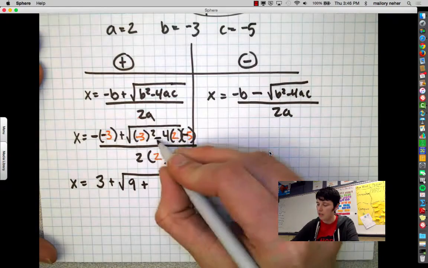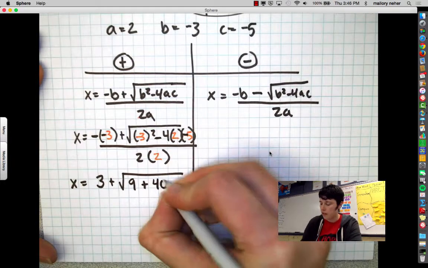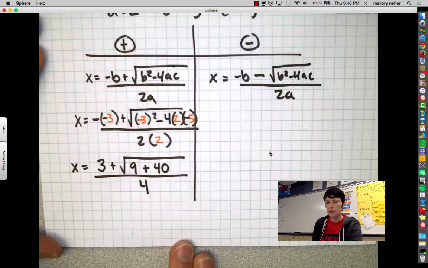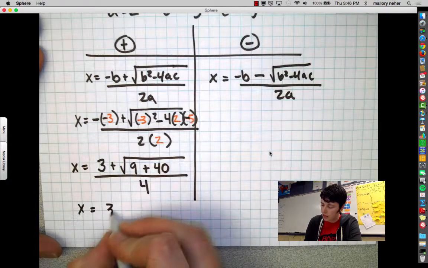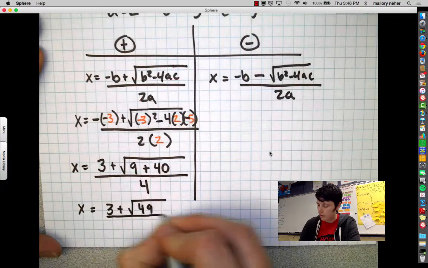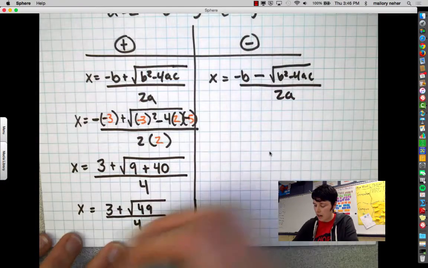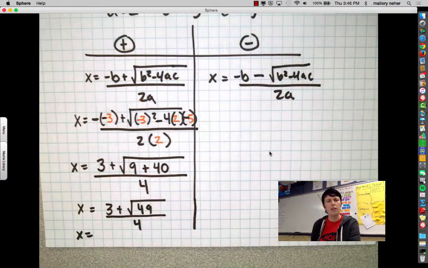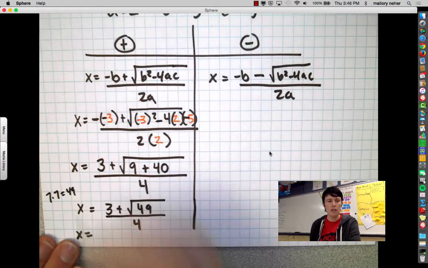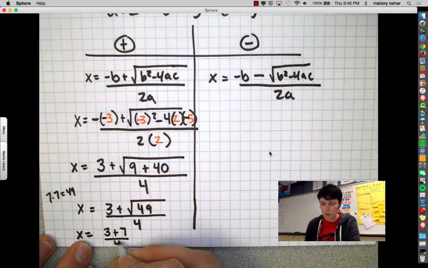Those two negatives. And then 4 times 2 is 8. 8 times 5 is 40. Okay, so we have 40 over 2 times 2 is 4. Getting there, we're getting closer. We still have more work to do. So x equals 3 plus the square root of 9 and 40 make 49, all over 4. And then I'm really close because the square root of 49, I know in my head. I actually don't need a calculator for this one. The square root of 49 is 7. 7 times 7 equals 49. So I get 3 plus 7 over 4.